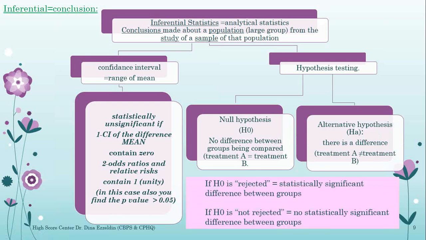Here, if we reject the null hypothesis, it means that we don't agree that there is no difference. We reject that there is no difference between the two drugs, meaning that there is a difference between drug A and drug B. And if we do not reject it, we are agreeing that there is no difference between drug A and B. So the null hypothesis means no difference. If we reject it, it means that there is a difference. If we accept it, it means that there is no difference.